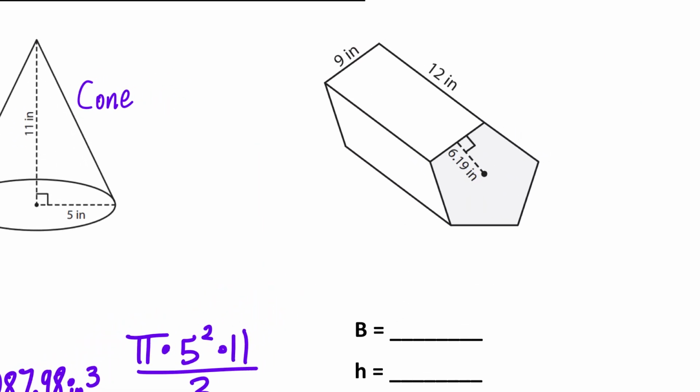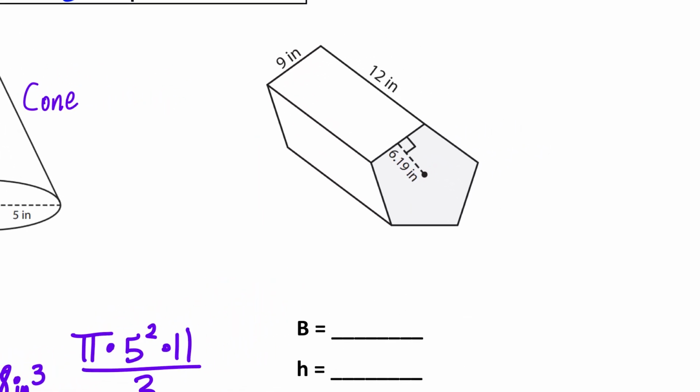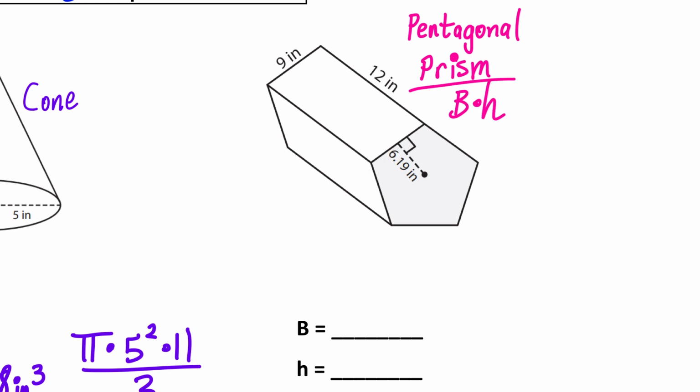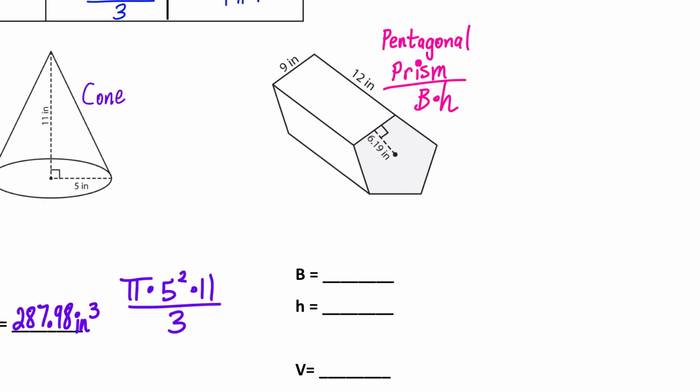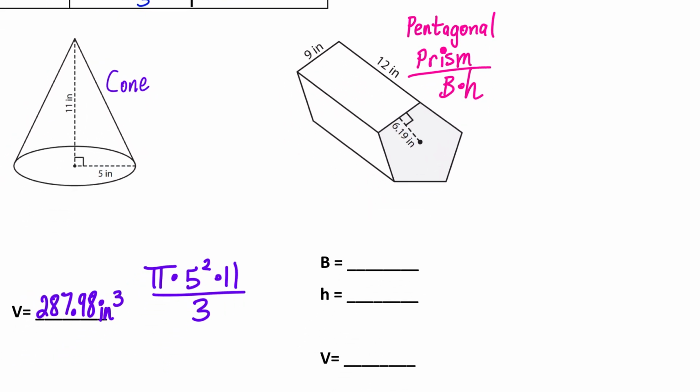Okay. What is this second one? Okay, what type of prism? Pentagon. Good. So we have a pentagonal prism. Now it's a prism, and a prism's easy. It's just B times H. Area of the base times the height of the prism. Okay. So capital B is the area of the base.